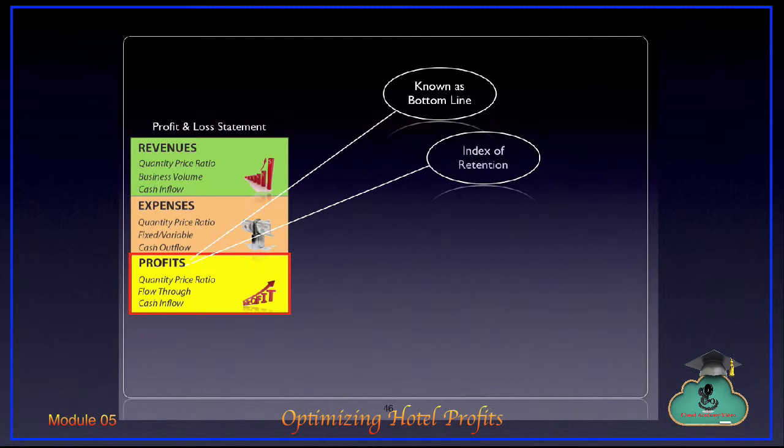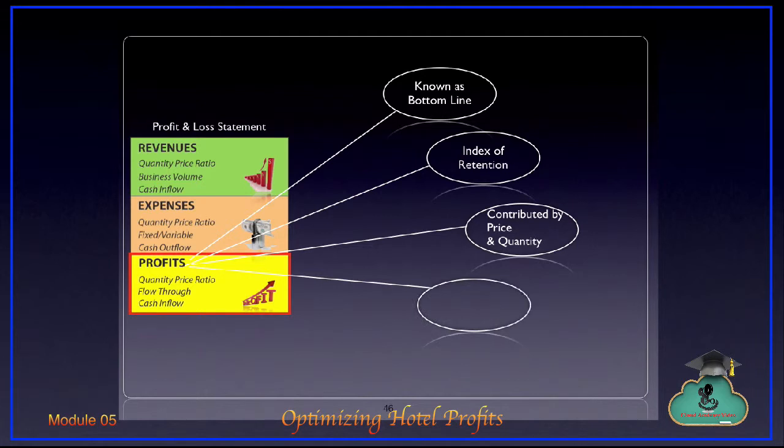Profits are considered an index of retention. Revenues are considered an index of performance, expenses an index of effectiveness, and profits are what you ultimately retain or keep. Profits are also contributed by price and quantity, just like revenues and expenses. And finally, profits mean cash inflow. The key concept to remember here again is the price and quantity contribution.